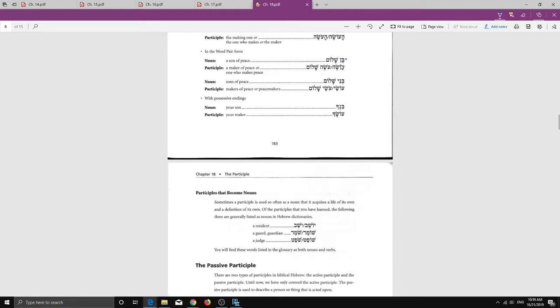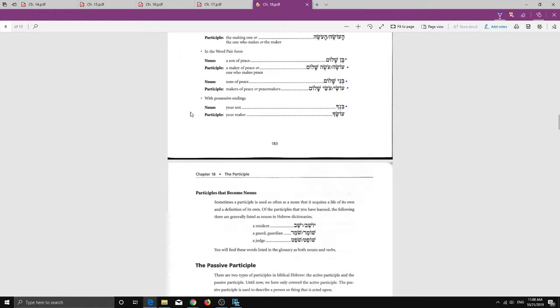Ben shalom, so here's a word pair, a son of peace. Ose shalom, a maker of peace. One who makes peace, a peacemaker, we might even say. Next we have B'nai Shalom, so this is a plural word pair, so sons of peace. Ose Shalom, makers of peace, peacemakers even. Notice when this happens, because this is a word pair, it does take that word pair masculine plural ending instead of osim, as we might expect. Instead we have ose shalom.